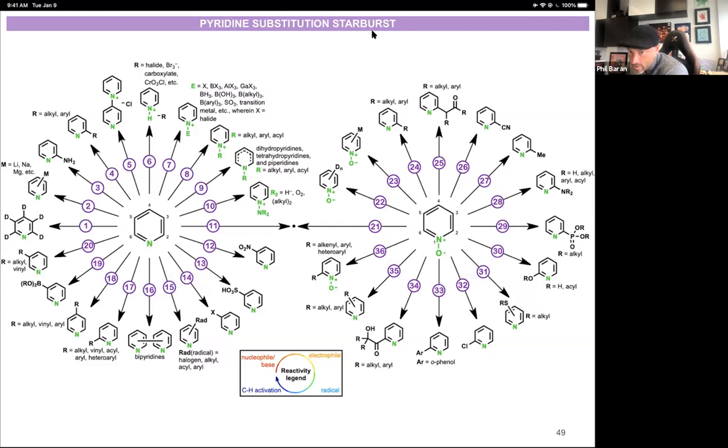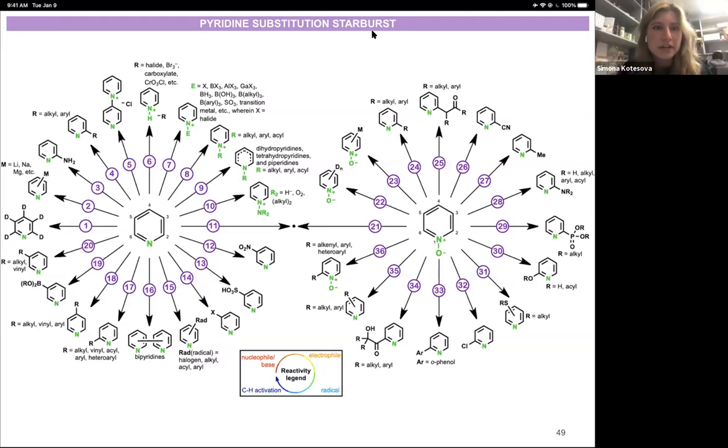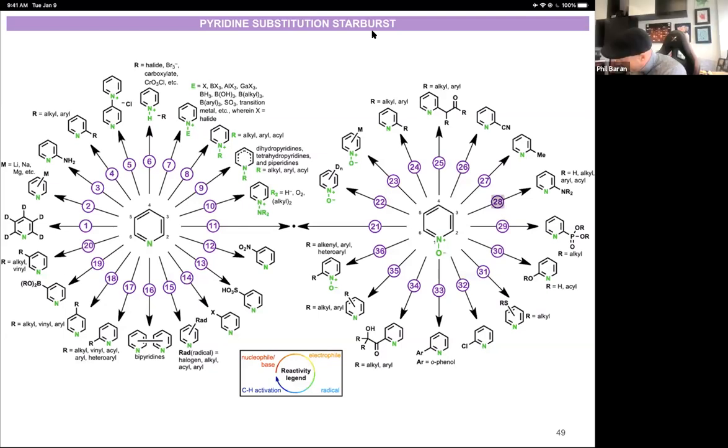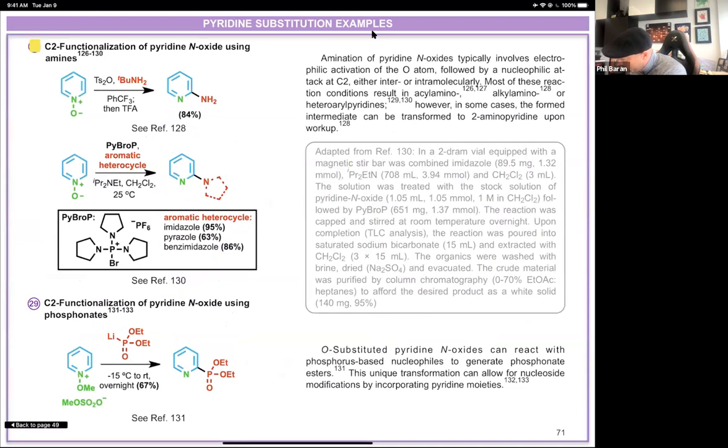Which number do you want to do? 6. Wait, no, sorry. 7. Pyridine oxide on the right-hand side. Oh, that's your pyridine oxide substitution. Oops, cheat sheet. 28. 28 looks good. Let's tap on it and see what it says. Oh, that's good. Well, that'll be good.